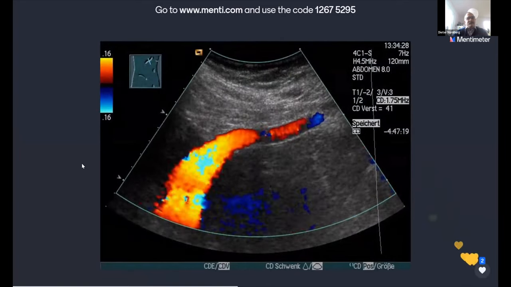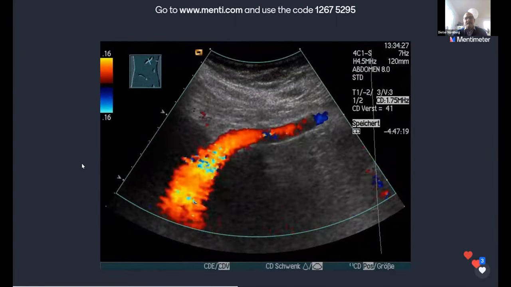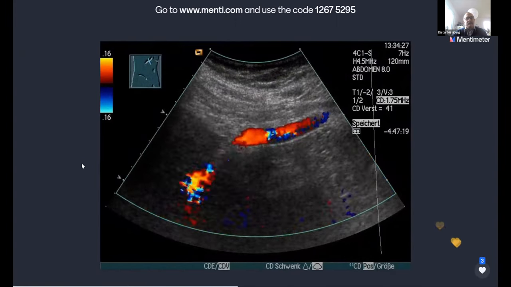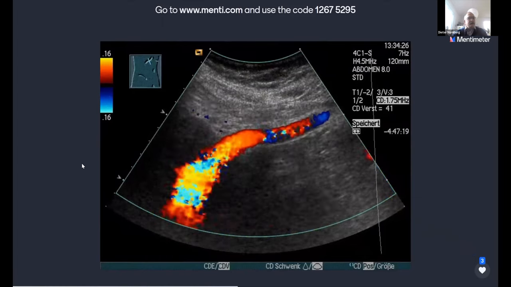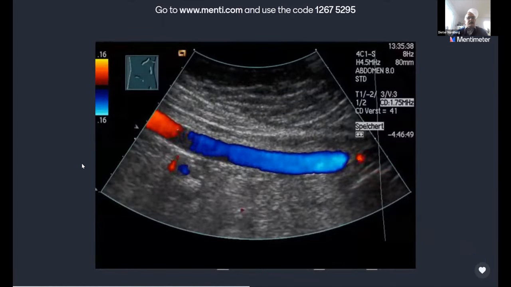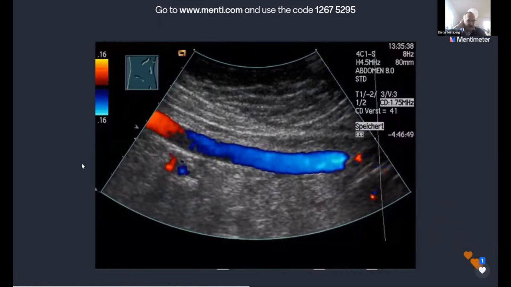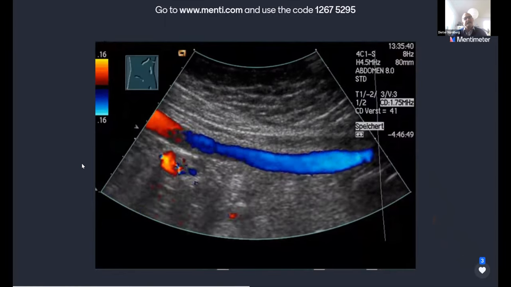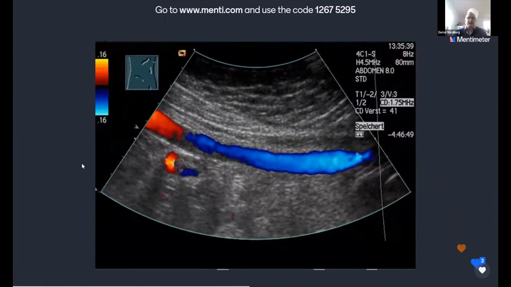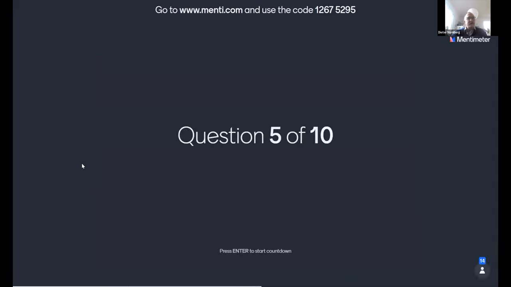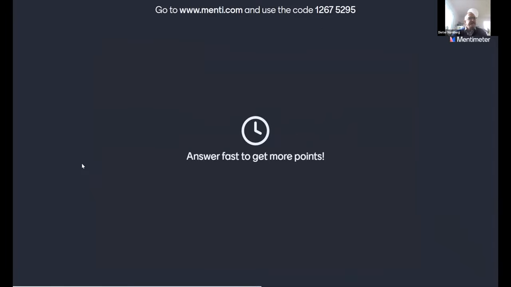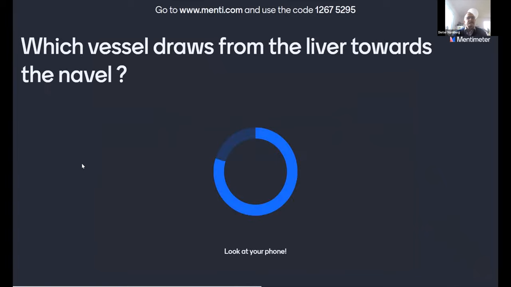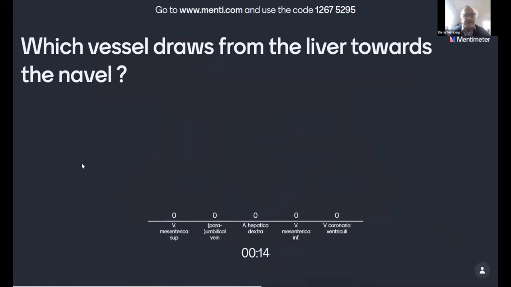Remember this picture? You can see the pictogram. The pictogram is right. That is a vessel inside of the abdominal wall. And now the question: which vessel draws from the liver towards the navel, or umbilicus?